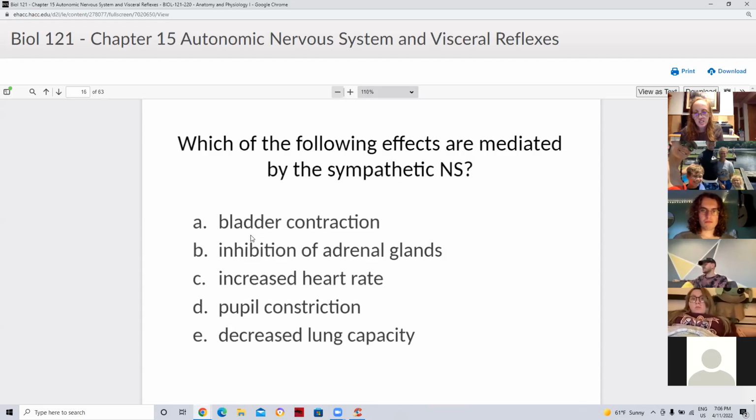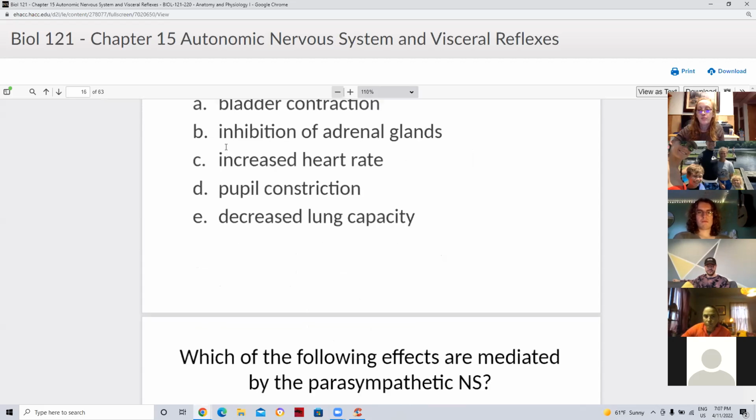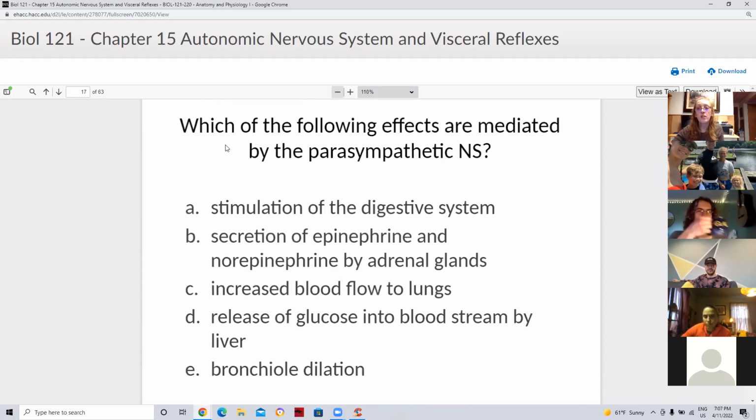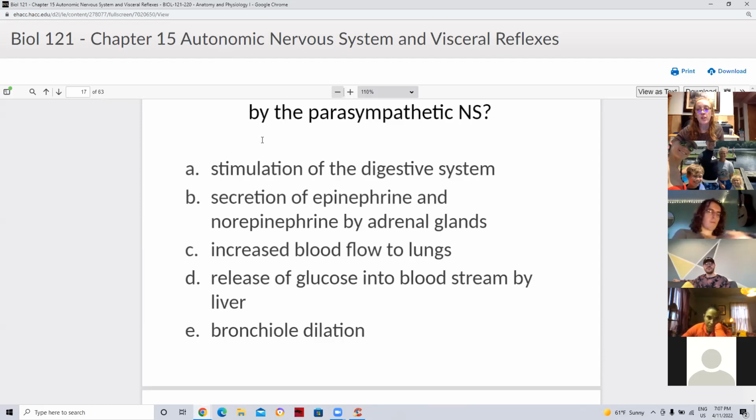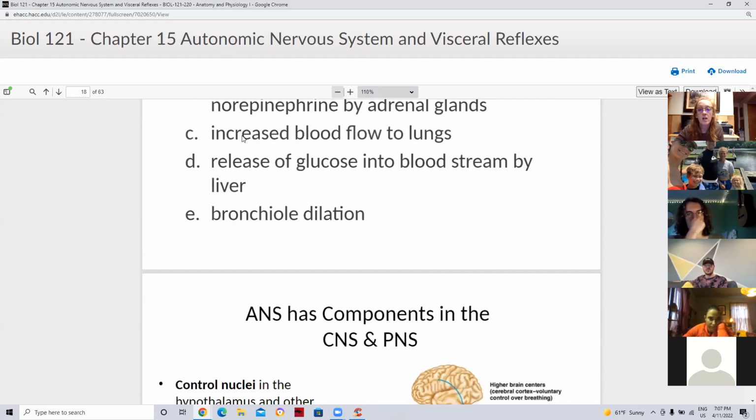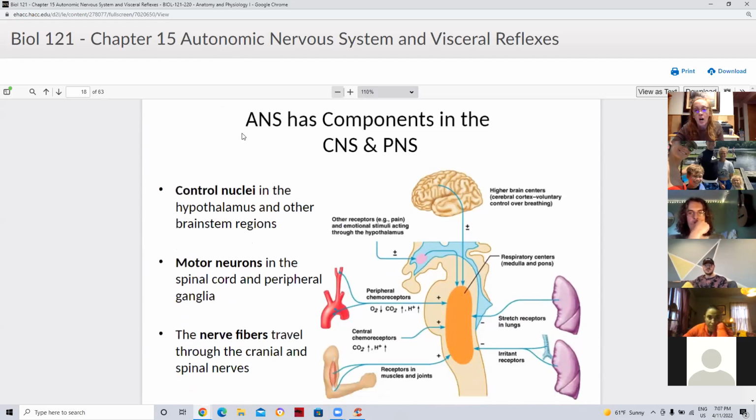Was it C? It's increased heart rate, correct. We haven't talked about it in this class, but your bronchioles dilating allows for increased lung capacity. Which of the following effects are mediated by the parasympathetic nervous system? A. Stimulation of the correct. Any comments, questions?